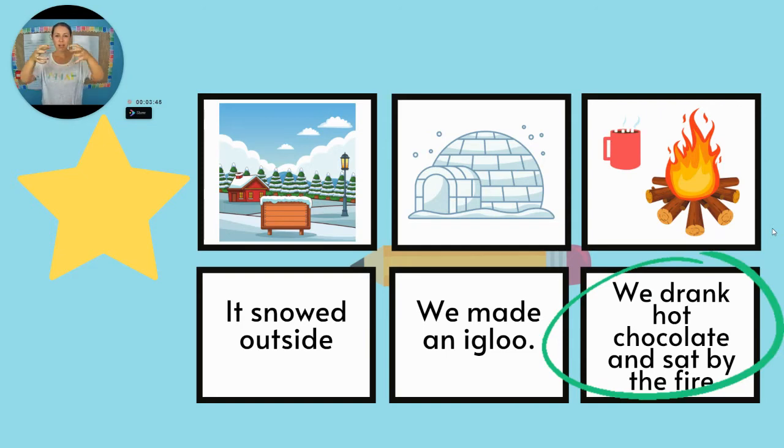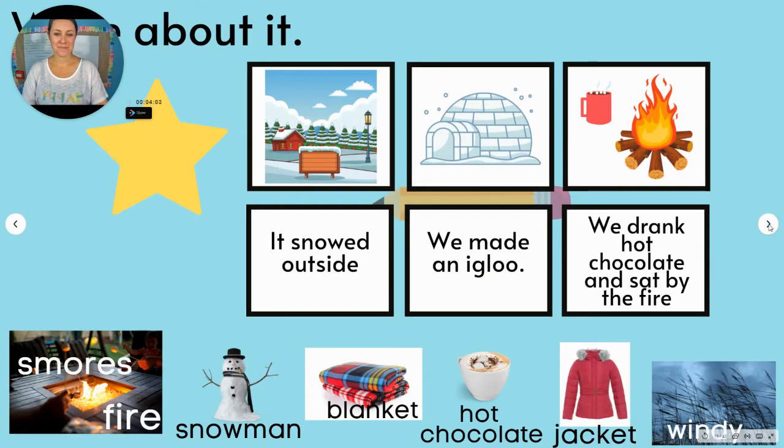And so you're working on this right now. This is called a flow map. Now, a flow map, it could have 3 events, could have 4 events, 5 events. So if you need to add more squares, that's perfectly fine. Once you have all of your squares filled up, go ahead and play this video again and we'll move on towards our paragraph.